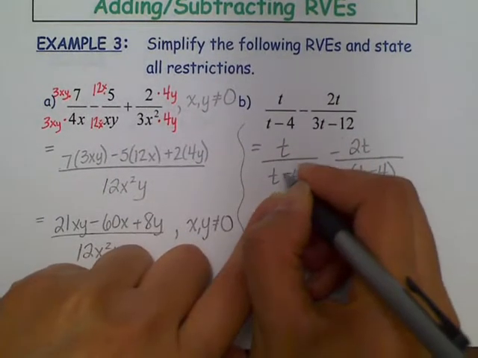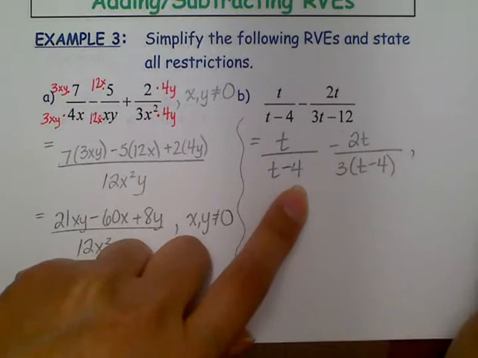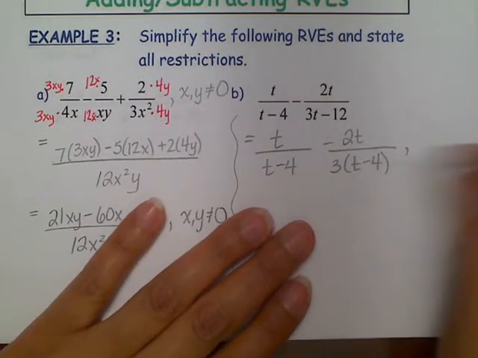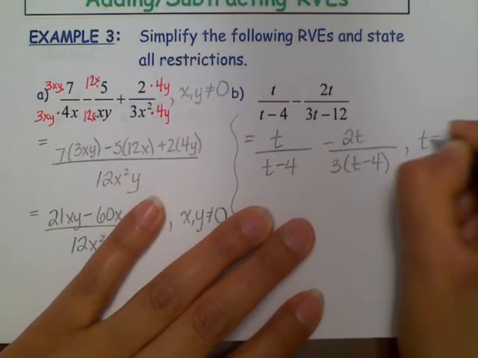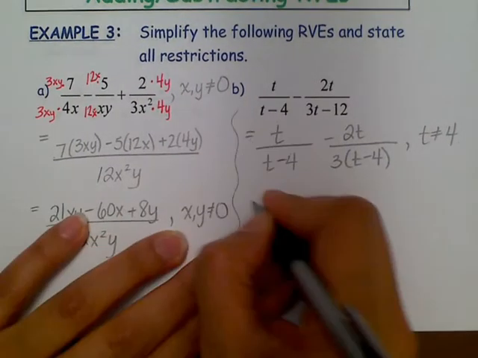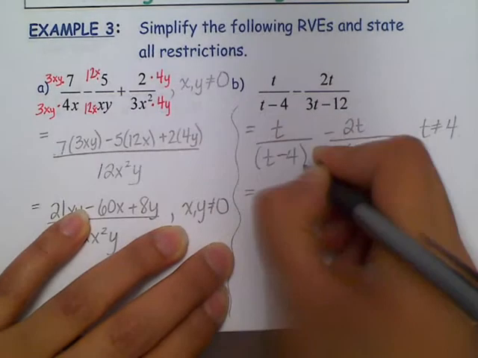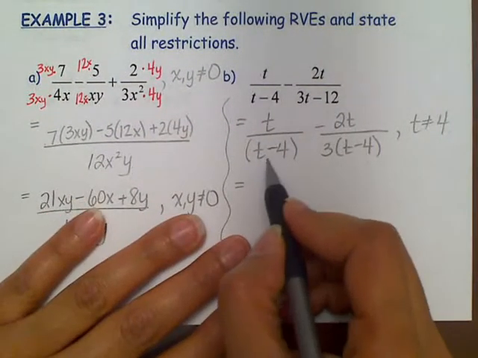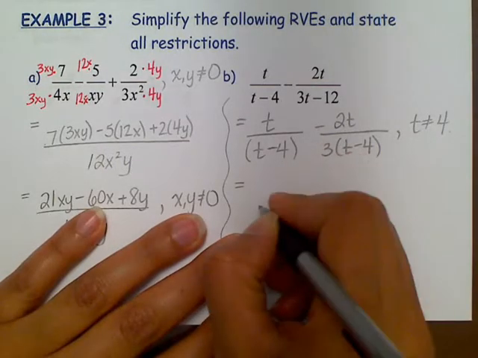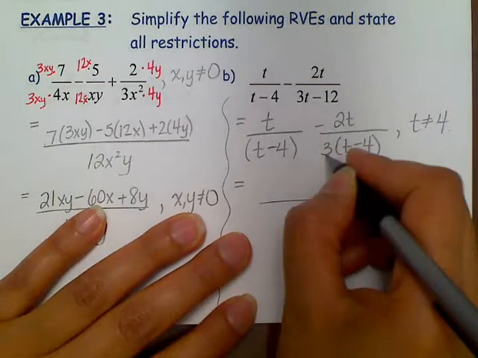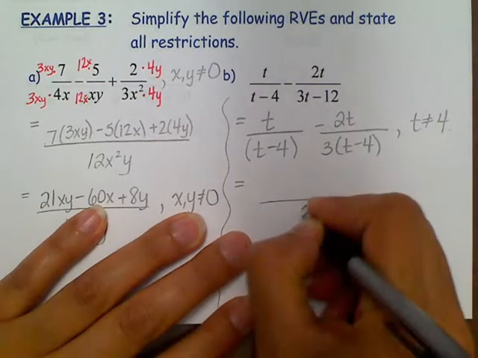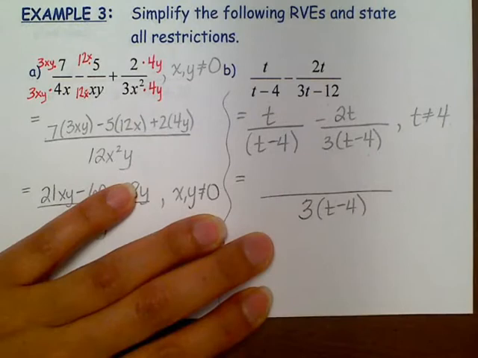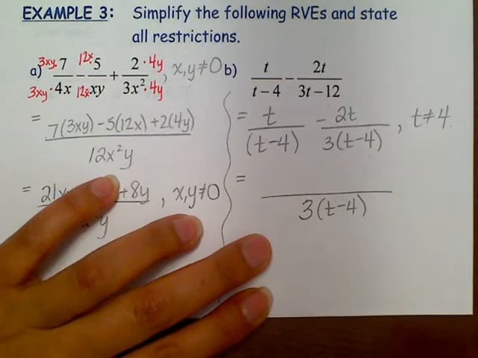And so you'll notice that in the first denominator, I have a restriction such that t cannot equal 4. And you'll notice in the second denominator, it's the same restriction. So t cannot equal 4. And now in terms of my lowest common denominator, I'm just going to put brackets around the t minus 4. Notice that t minus 4 is common between the two denominators. And the only factor that's missing is a 3. So my lowest common denominator would actually be 3 multiplied with t minus 4.